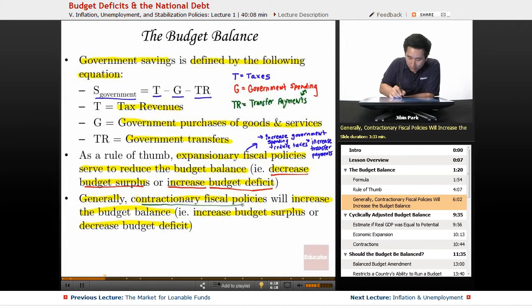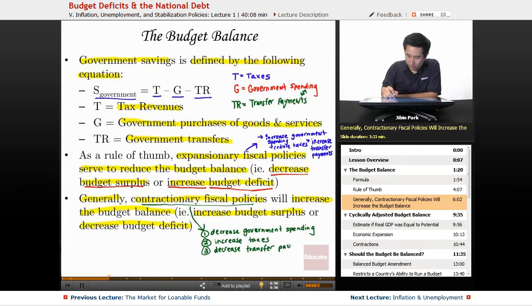So what are contractionary fiscal policies? Well, expansionary is either increase government spending, decrease taxes, or increase transfer payments. Contractionary is exactly the opposite. You're either going to decrease, let's number these, you can either decrease government spending, you can increase taxes, or you can decrease transfer payments. So this is what's meant by contractionary fiscal policy.